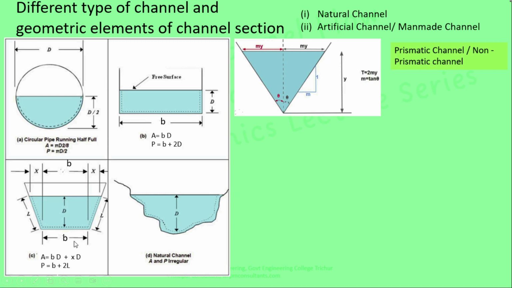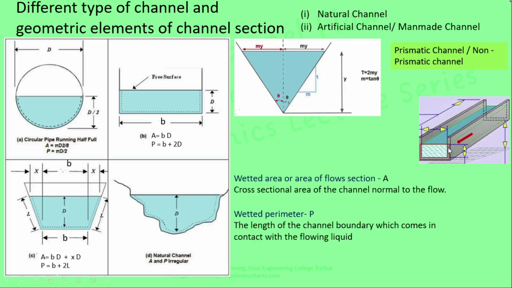In addition, we have to define the wetted area or area of the flow section, which is the cross-section area of the channel normal to the flow. So wetted area is defined by this area, which is normal to the flow direction. You can see that for this channel, the cross-section area and the slope are constant along the length of the channel. So this channel is a prismatic channel. Next, we are going to discuss the geometric parameters of the channel.